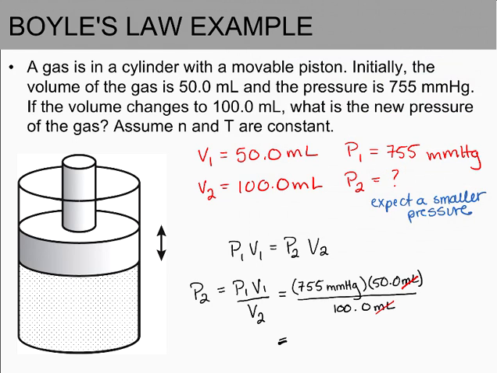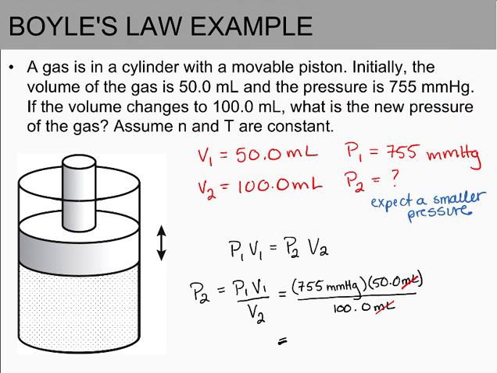Now, how many significant figures should we have in our final answer? So here we have all multiplication and division. So remember, we only care about the least amount of sig figs. And 755 has 3 sig figs, 50.0 has 3 sig figs, and 100.0 has 4 sig figs. So we want our answer to have 3 sig figs. Remember, we want to reflect our least accurate values.